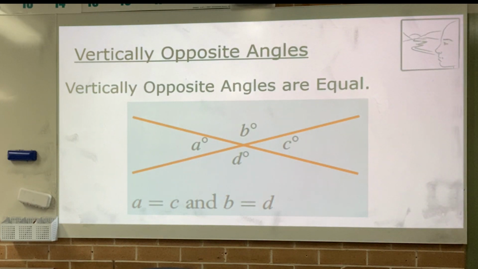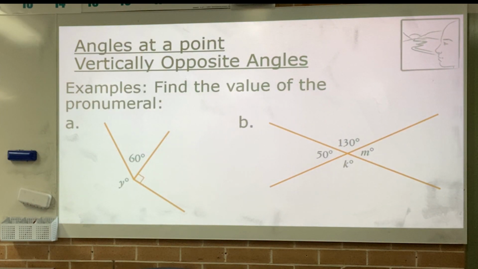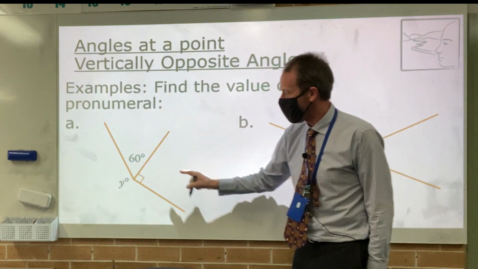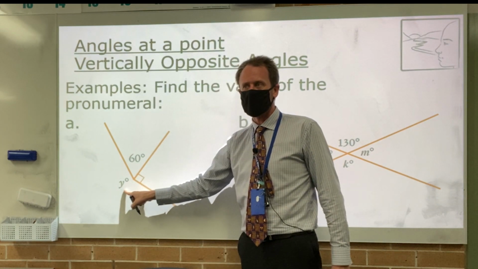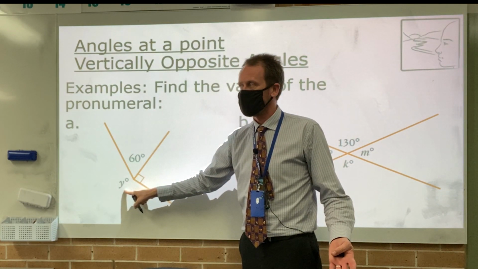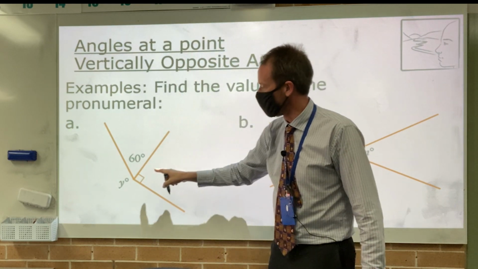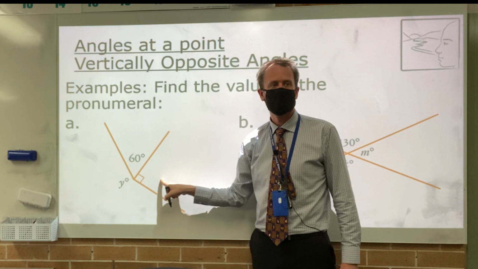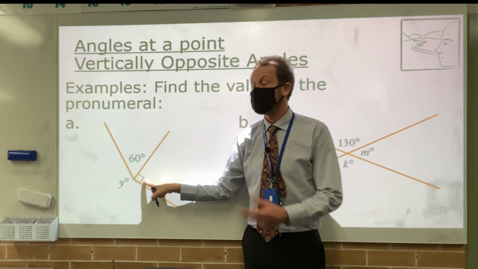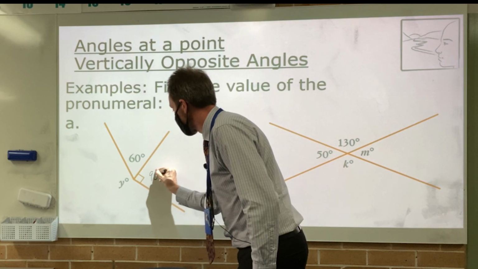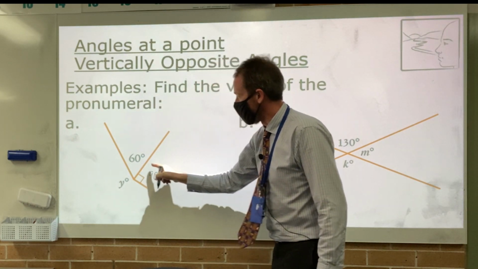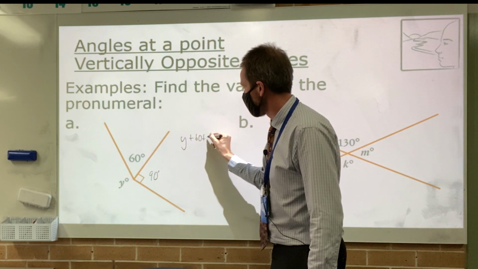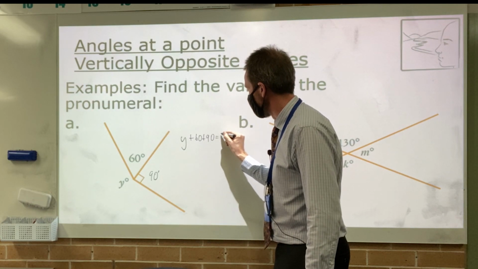Let's have a look at two very quick examples. So the first example, find the value of the pronumeral. I have here y and I need to find the value of it. We're going to use angles at a point which add to 360, but I don't have a number here. What should my number here be? What symbol have I got there? 90 degrees. Good work.